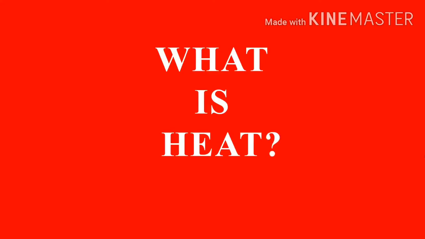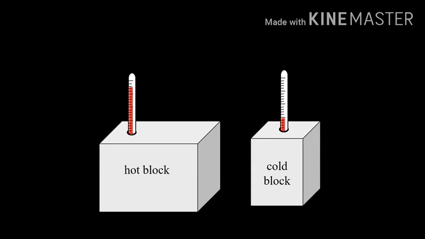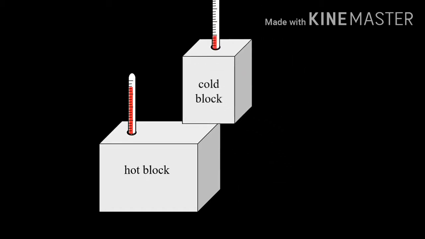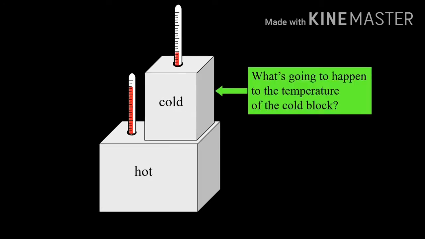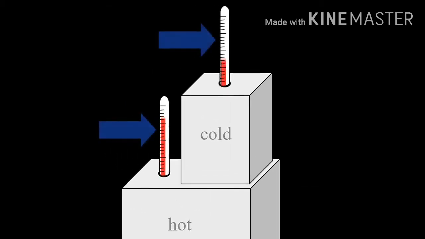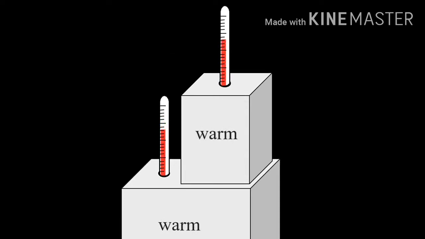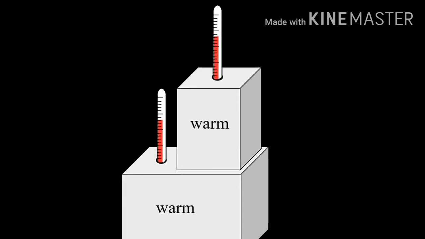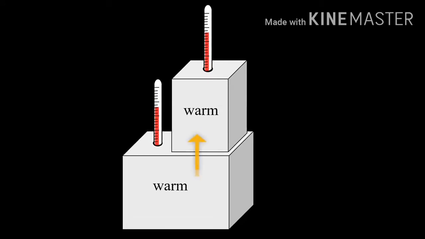Welcome to What is Heat? Let's start with an illustration. Here we have hot and cold blocks of some material, and they each have a thermometer in them to prove the point. If we put them together, what's going to happen to the temperature of the cold block, and what's going to happen to the temperature of the hot block? Let's take a look. You can see that there has been a transfer of energy from the hot block to the cold block, resulting in the same temperature for each.